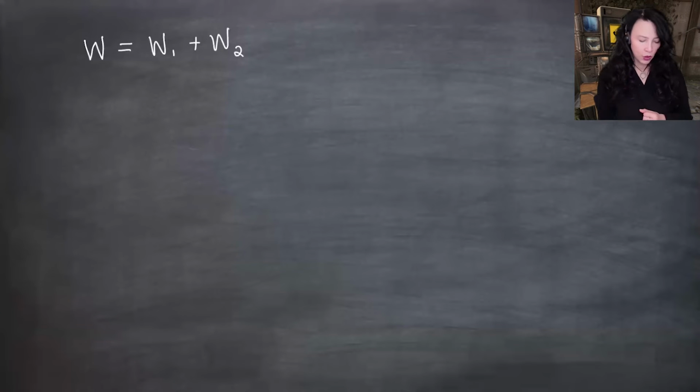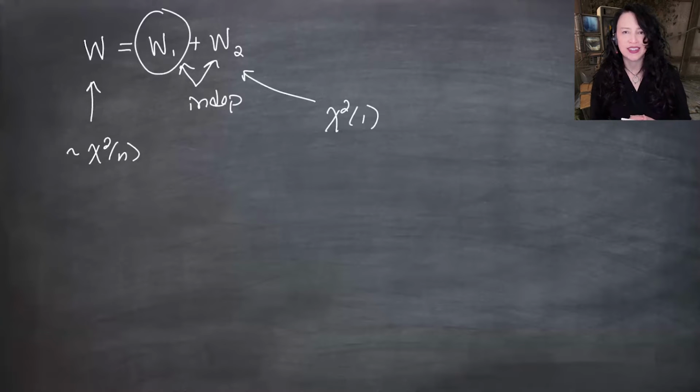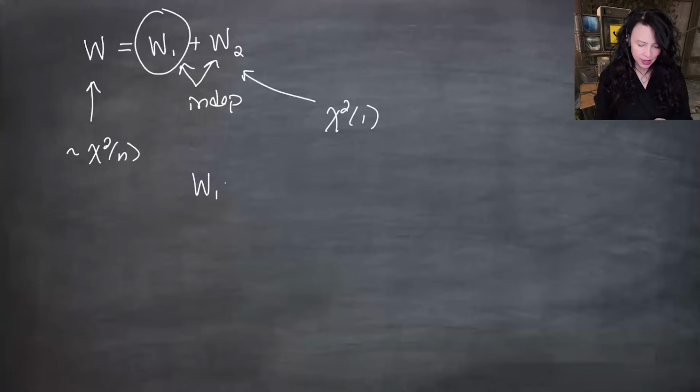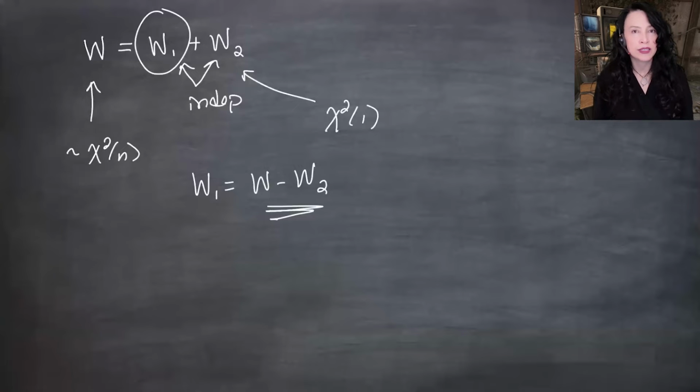I had something called W equals W1 plus W2. We had that W1 and W2 were independent. We had that W had a chi-squared distribution, and W2 had a chi-squared distribution, and we ended up showing that this had a chi-squared distribution. Now, W1 is W minus W2. So a question I wanted to ask you is, do you think that subtracting two chi-squareds gives you another chi-squared?